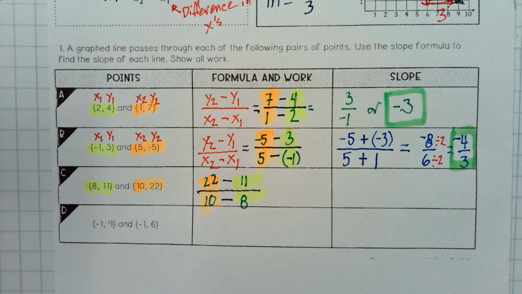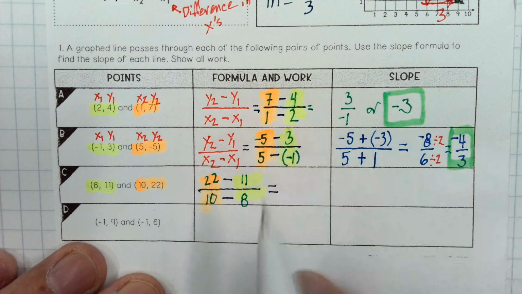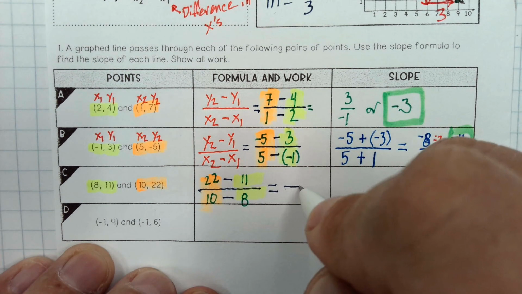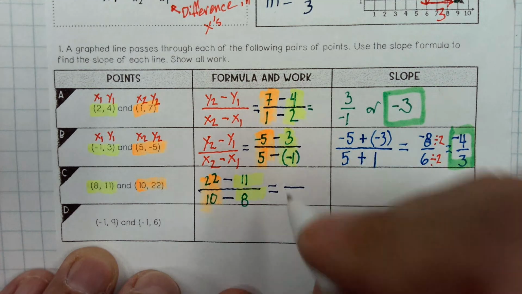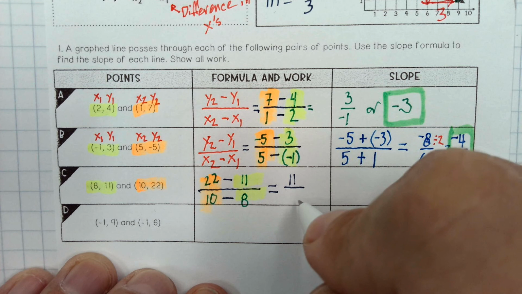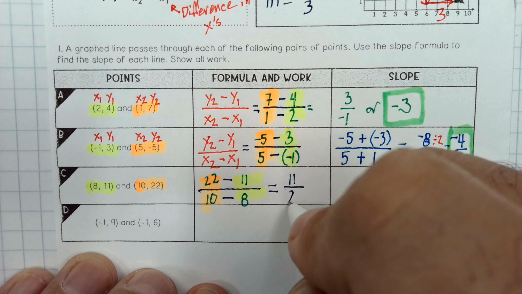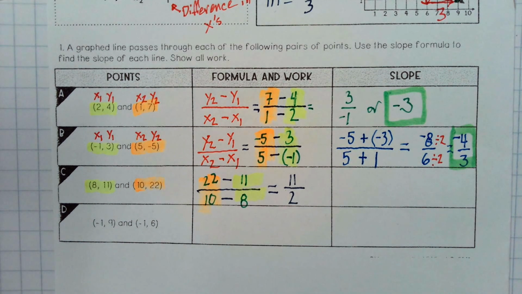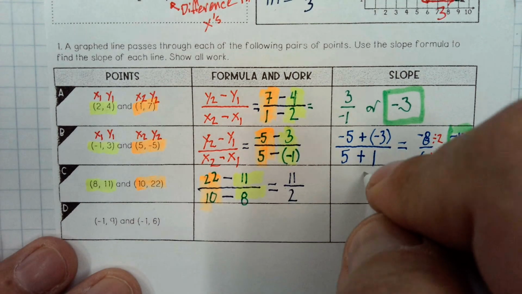Now we just have to figure out what that is. Let's do the subtraction. What's our numerator going to be after I subtract? 11. And then the denominator is going to be 2. So 11 halves. Do I change that to 5.5? Remember what we said about improper fractions with slopes? You leave them that way. This is literally the answer.